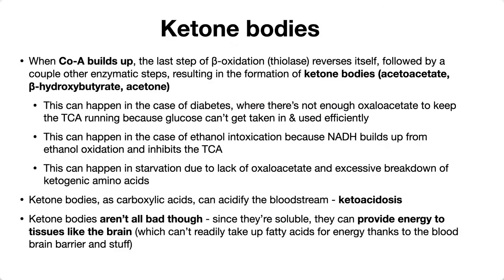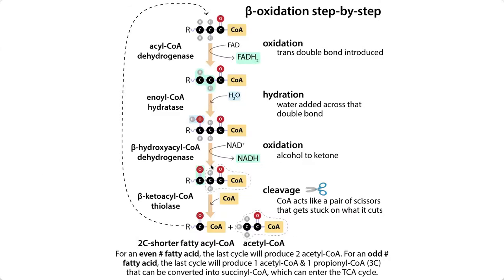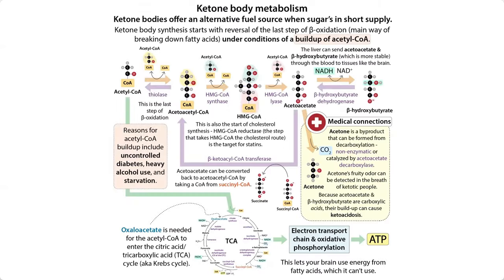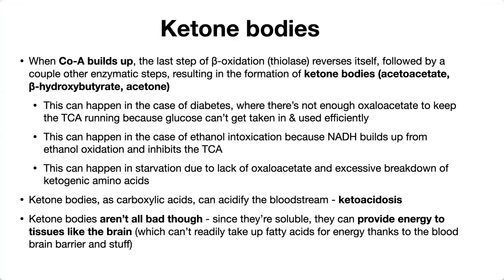That beta oxidation would generate a lot of acetyl-CoA. If that acetyl-CoA can enter the TCA, all is great. If it can't, however, it builds up. And that last step of beta oxidation, that thiolase step, reverses itself, followed by a couple of other enzymatic steps that results in the formation of ketone bodies. This can happen in the case of diabetes if there's not enough oxaloacetate to keep the TCA running.